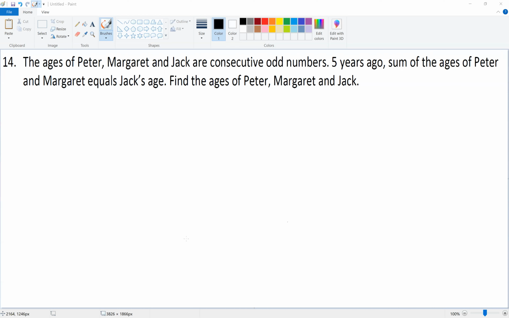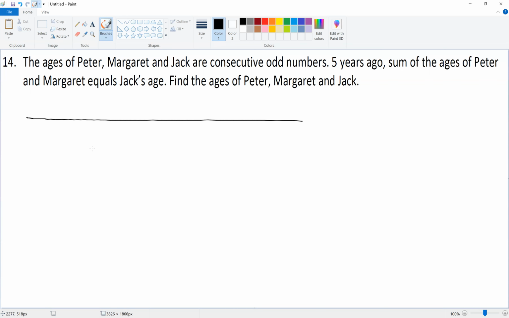So, the ages of Peter, Margaret, and Jack are consecutive odd numbers. 5 years ago, sum of the ages of Peter and Margaret equals Jack's age. Find the ages of Peter, Margaret, and Jack. So, 5 years ago, Peter's age was like P minus 5. So you did algebra? Yeah. Okay. I don't want you to do algebra.